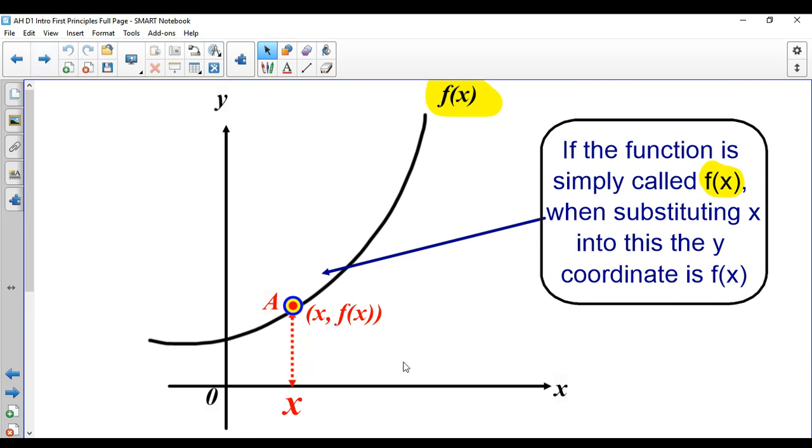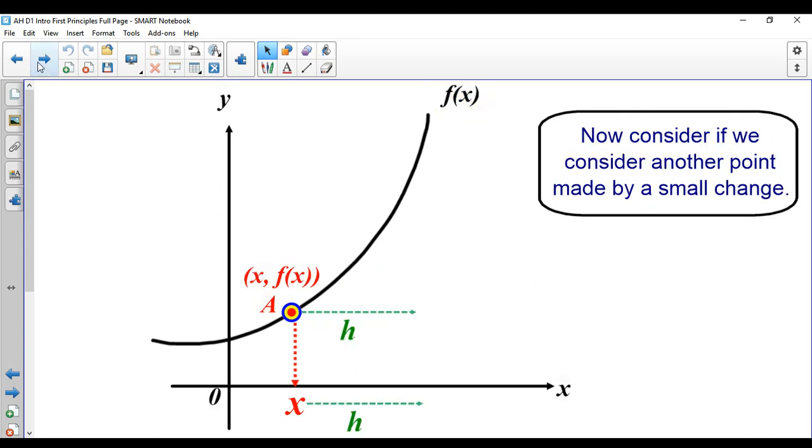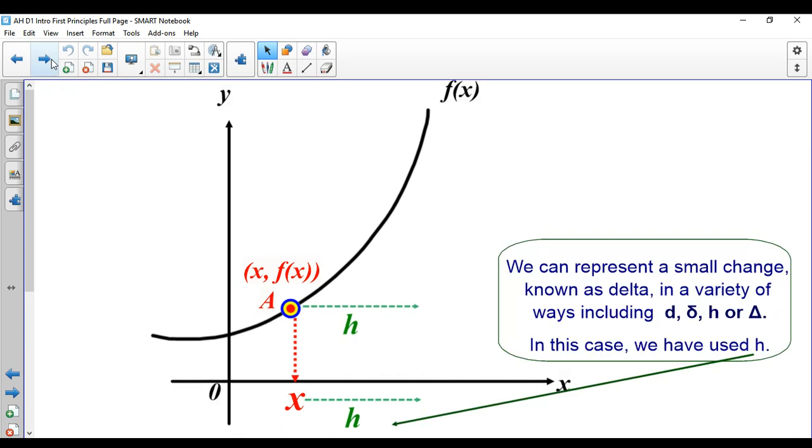What if we move a small distance along, so a small change in x? Then let's call that h just now. You will find that in different textbooks and different videos and so forth, they'll use different notations. So just to let you know, the small change denoted by h can also be denoted by d, delta, or a triangle as well. So when you're looking at any videos, that means a small change.